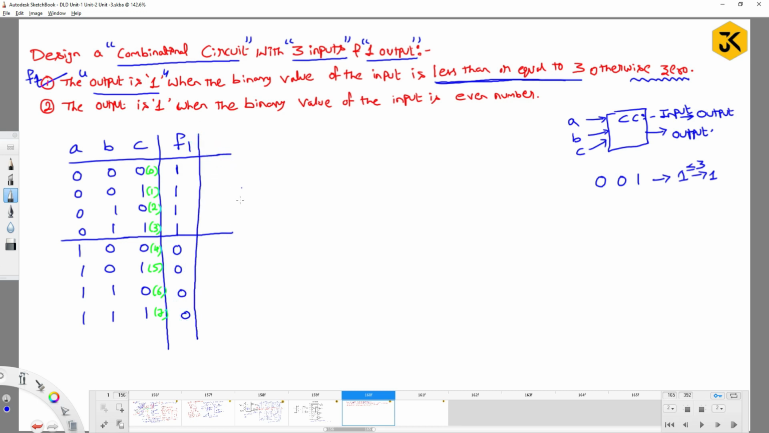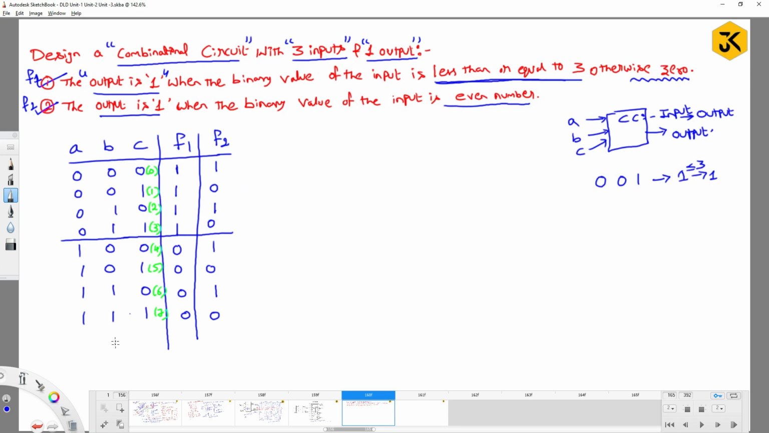And try to read the second one. The second one is: output is 1 when the binary value of the input is an even number. I am calling it F2. It means I have to place 1 when the decimal value of this binary number is an even number, right? So guys, you know 0 is an even number. Yes. 2 is an even number. And 4 is an even number. 6 is an even number. And for all the odd numbers, we have to place zeros, right? So this is their question.